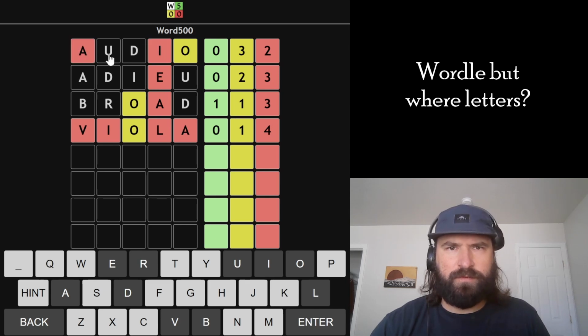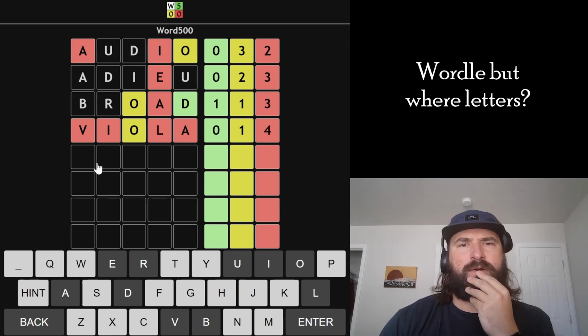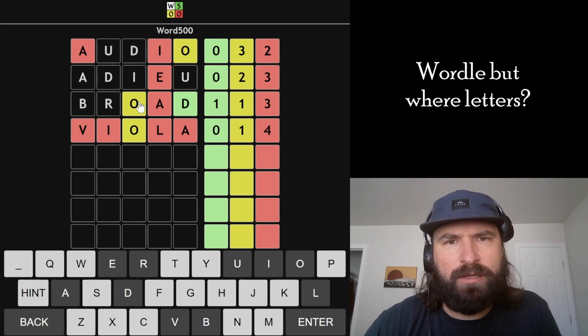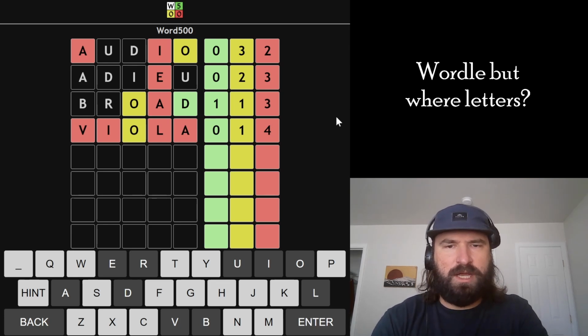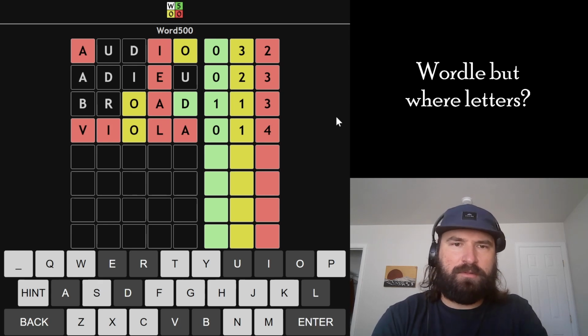Our letters from audio are U, D, and O, for sure, which makes the D the green. Okay, awesome. But how is that working? It feels like the O has to go fourth, but where does the U go? Oh, it could be O, U, N, D. Forgot about those types of words. It's pound, sound, hound, mound, wound.